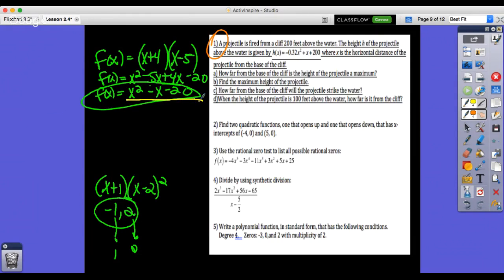Just put a negative. Literally distribute a negative to all 3 parts. Okay, but we have to distribute that. So this first one opens up. And then you would have -x squared plus x plus 20 would open down. Correct. But it would still have the same x-intercepts, right? Mm-hmm. Still have the same x-intercepts. Okay, that's not bad.